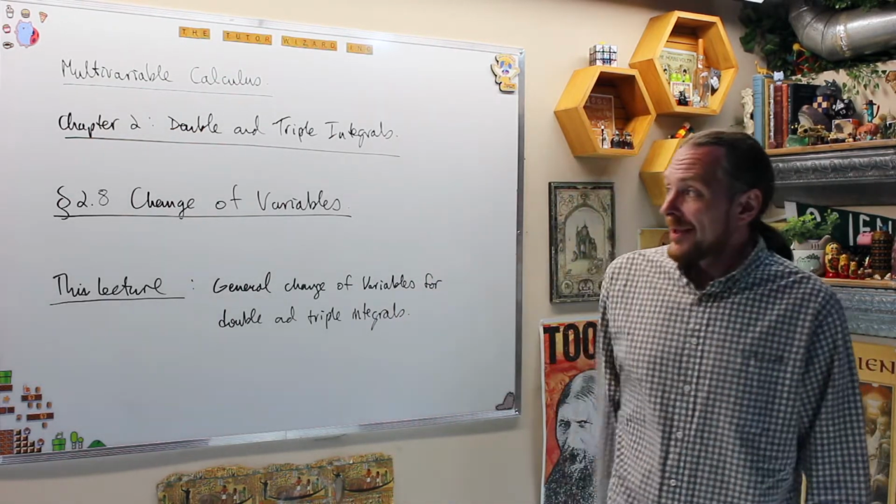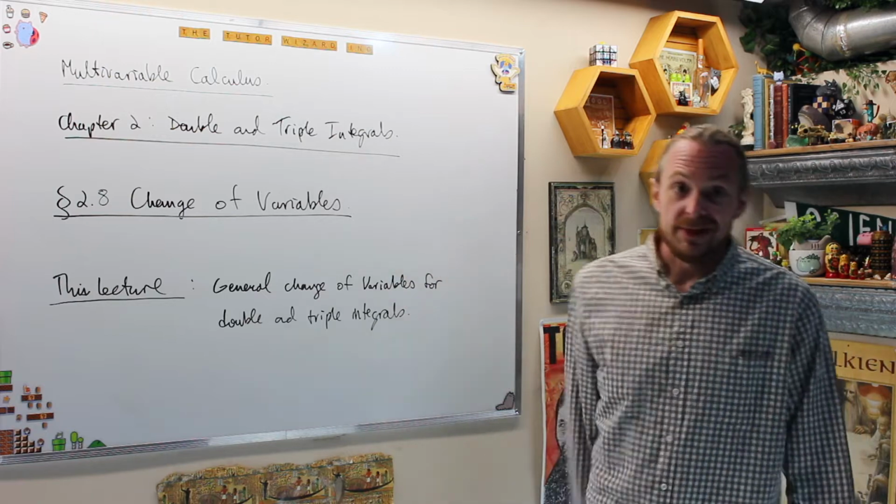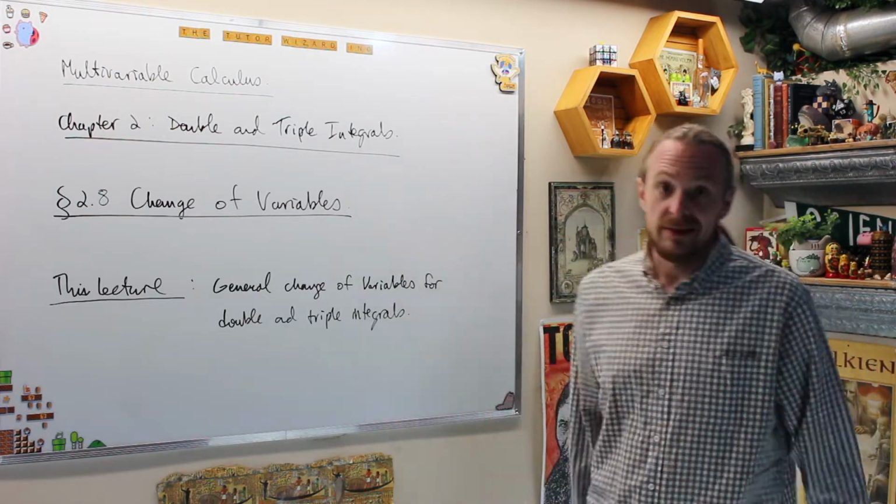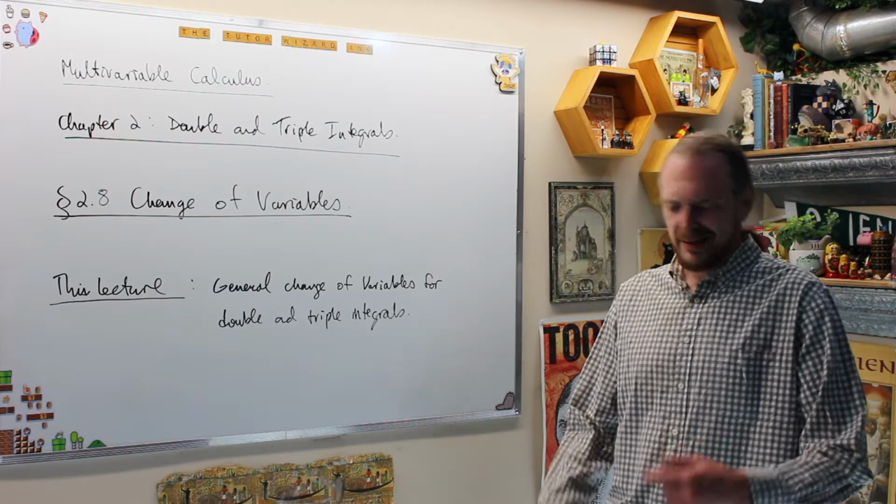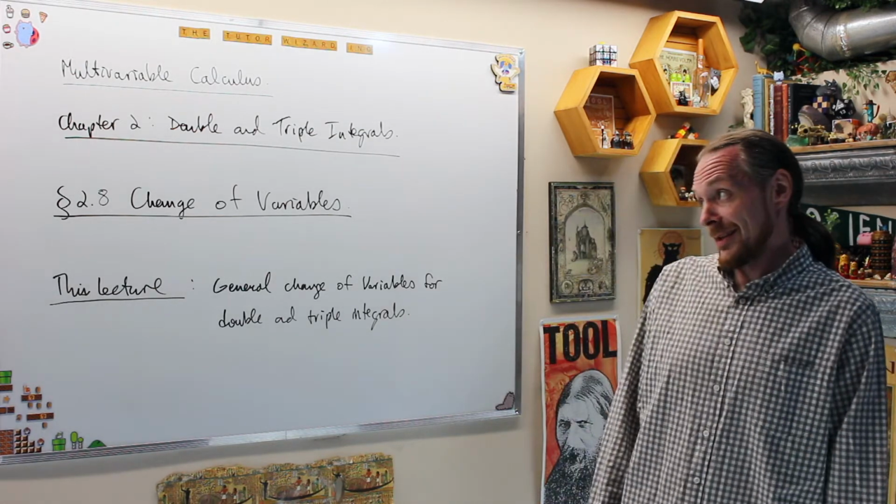We're doing multivariable calculus. This is chapter 2. We're on the tail end of chapter 2, and then we'll be into the good stuff, chapter 3, which is vector calculus: Green's theorem, Stokes' theorem, the divergence theorem, those kinds of things, the good stuff.